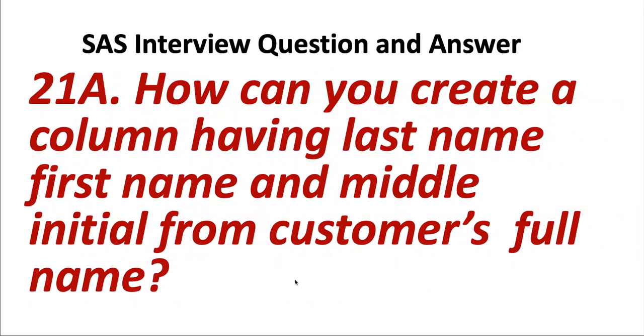Question number 21A. How can you create a column having last name, first name and middle initial if middle name exists from customer's full name? This question is asking how you can create a separate column which contains last name, comma, first name, space, initial of middle name if middle name exists.